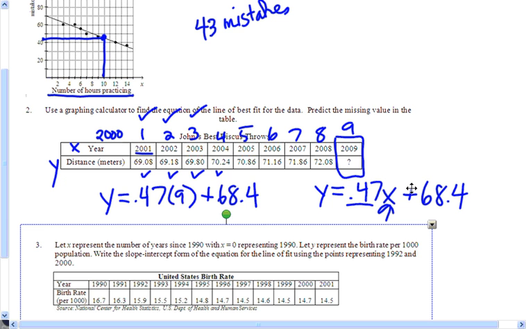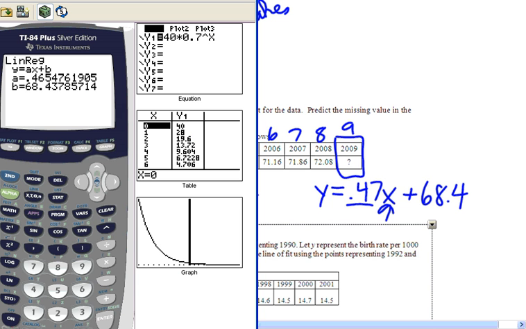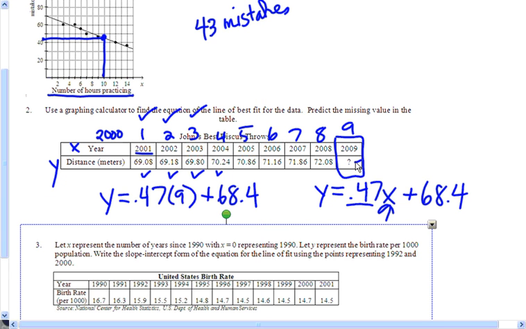So go back to your calculator. 0.47 times 9 plus 68.4. Enter. And we get a prediction of, was it 72.63, I think? Yeah. So our equation predicts that in the year 2009, the distance for this discus throw for John would be 72.63. Of course, unless he broke his arm in that year or something, then it'd probably be less.